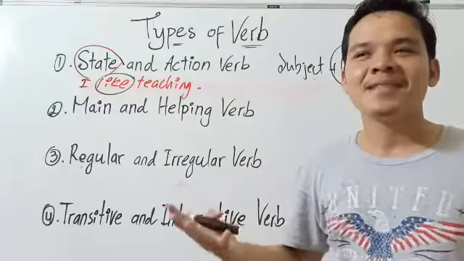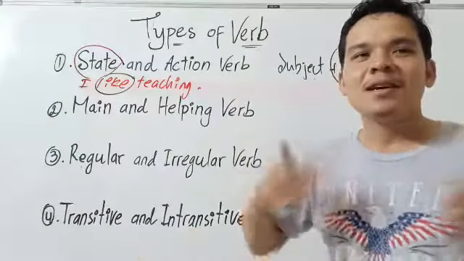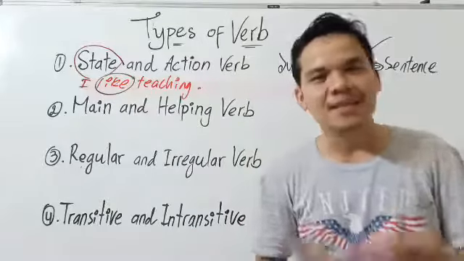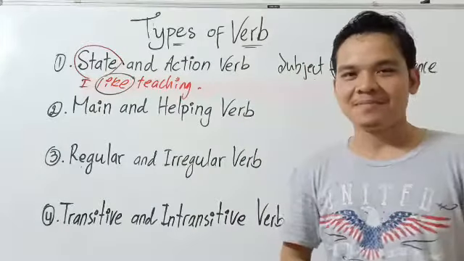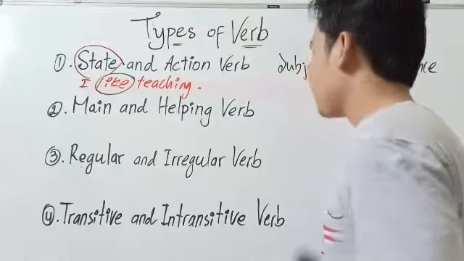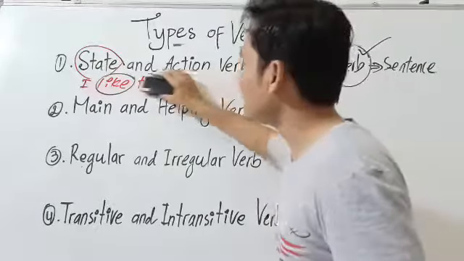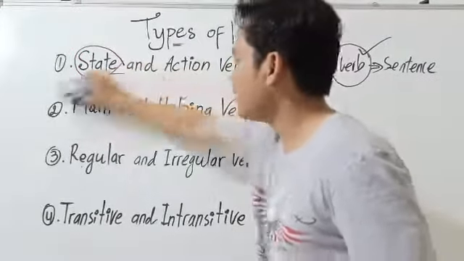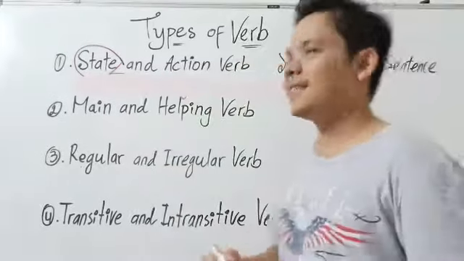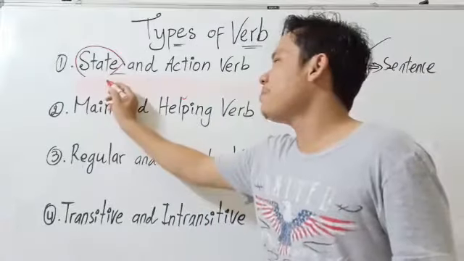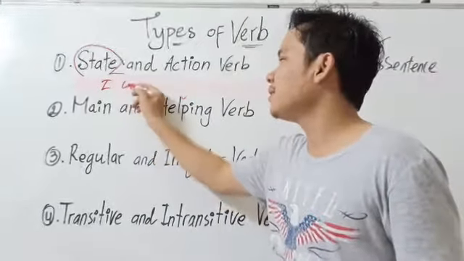I hate something bad, like that. So when we talk about the verb that doesn't show the action, we call it a state verb. You got it? Okay. Emotion, like sense.